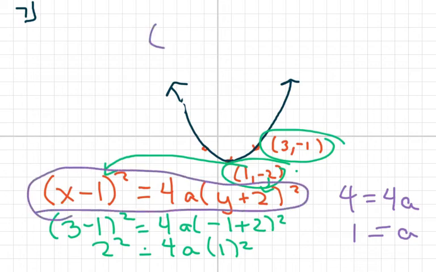So basically it's just this equation, but a is 1. So the equation is going to be x minus 1 squared equals 4 times y plus 2, not squared. So it shouldn't be squared.